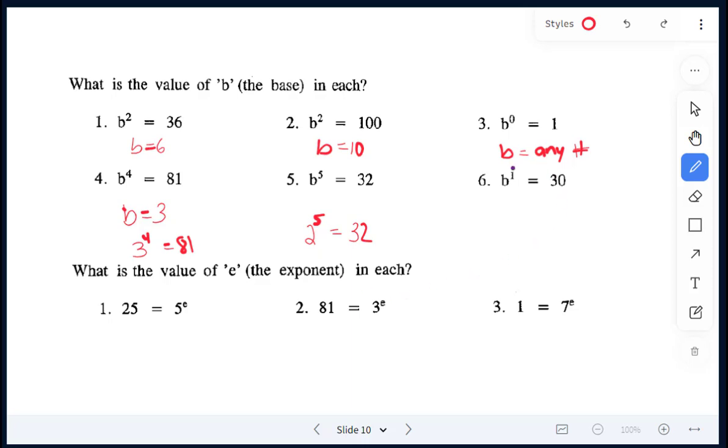All right, if you have an exponent of 1, it has to equal 30. The base has to be 30. So here, the base has to equal 30. 30 to the power of 1 is equal to 30. So here, this would have to be 5 squared. Here, it'd be 3 to the power of 4. And here, it would have to be 7 to the power of 0 for it to be equal to 1.